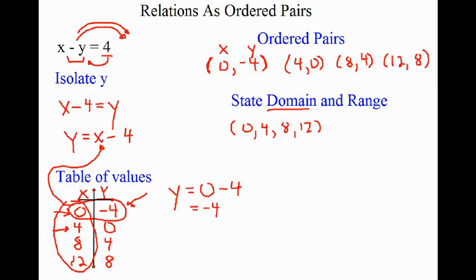And our range is all the corresponding values for y. In this case, our range is the y values that we got when we substituted those values in for x. And of course, our y values are -4, 0, 4, and 8. So there's our domain and our range.